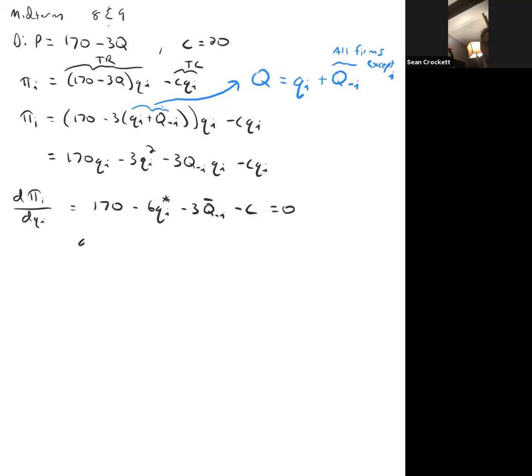So I'm going to have qi star is equal to 170 over 6 minus 3 over 6, which is 1/2, q minus I bar minus C. Okay. 170 over 6 is 250. Did I make a mistake somewhere?